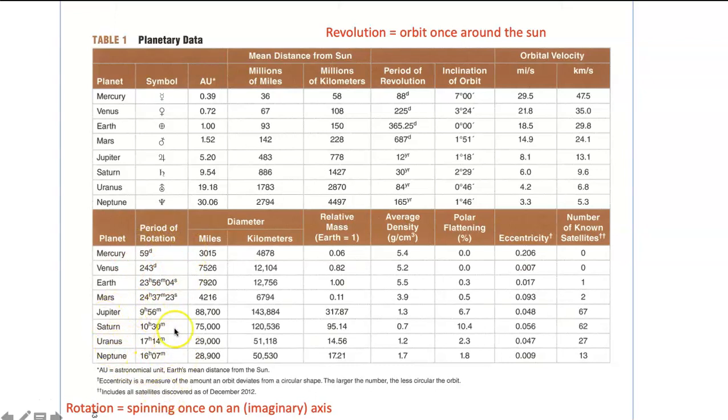These gas giants, the Jovian planets, spin very, very quickly. In fact, Jupiter spins once about every 10 hours. And given the size of Jupiter, that is an amazing speed.